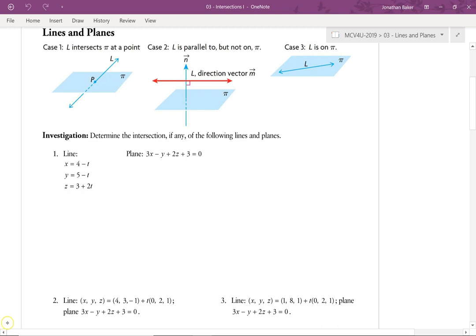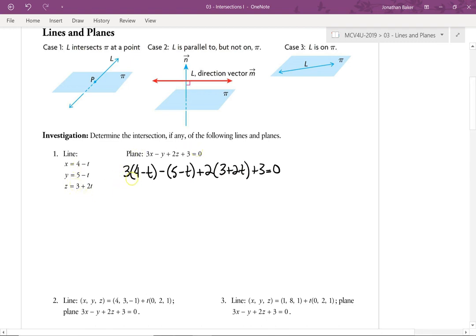So let's go ahead and do that. So we get 3 times x, which is 4 minus t, minus y, which is 5 minus t, and finally plus 2z, which is 3 plus 2t, plus 3 equals 0. And you'll see now that what we have is an equation in terms of t. And so at this point, we need to solve this equation and figure out if there's a consistent value for t, if there's a parameter that we can use to determine the point on this line that coincides with the plane. So let's go ahead and do that.